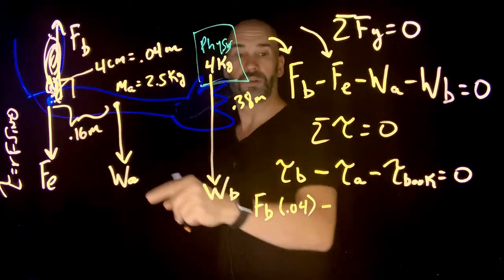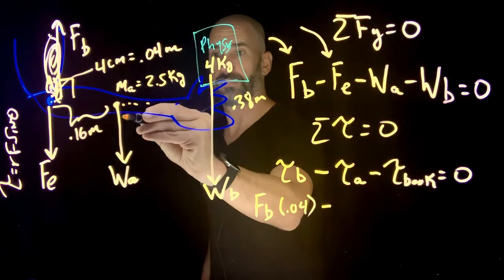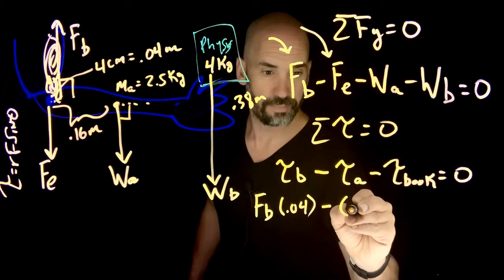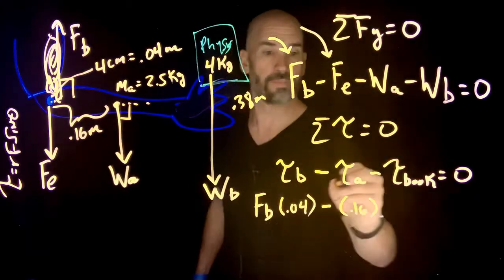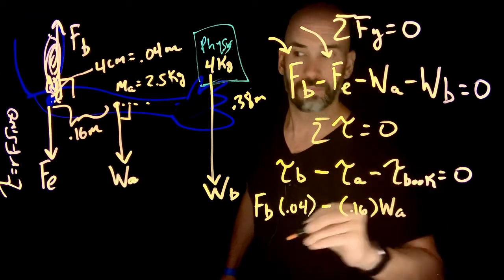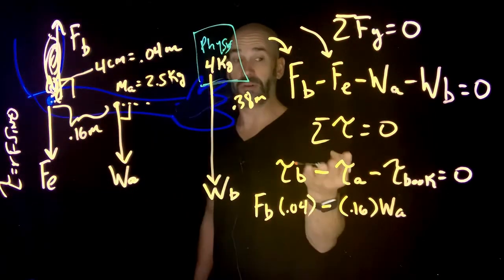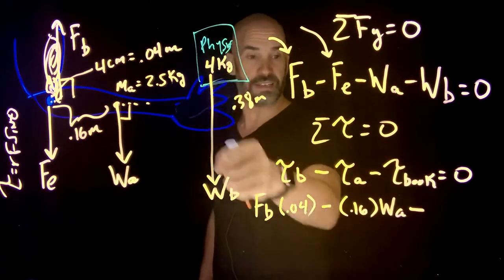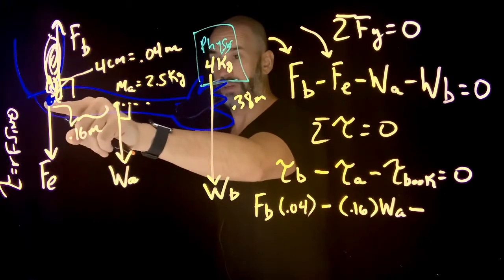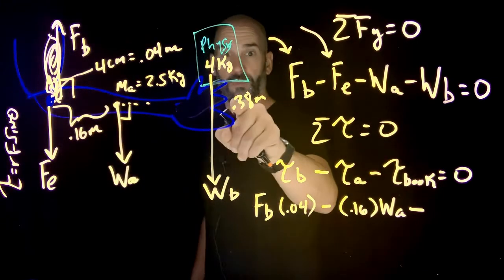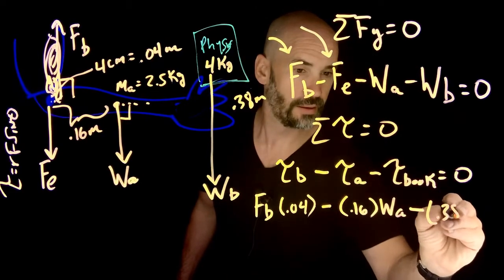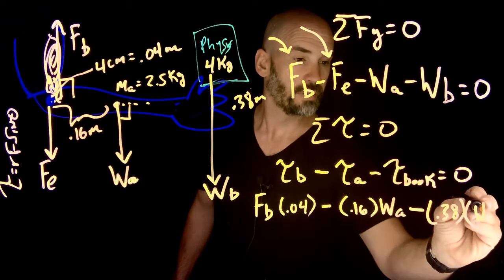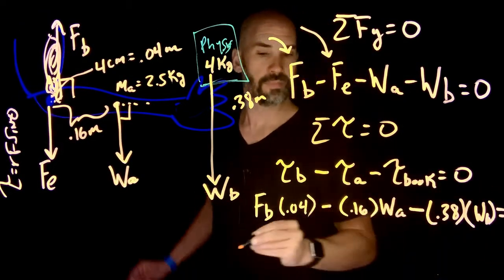What about for the arm? Again, sine of 90 degrees. Minus, what's the distance? Well, 0.16 now, times the weight of the arm, which again is just 2.5 times 9.8. Super easy. Minus, how far out is this book being applied from the elbow? Well, that's going to be 0.38 times the weight of the book. And that all equals 0.